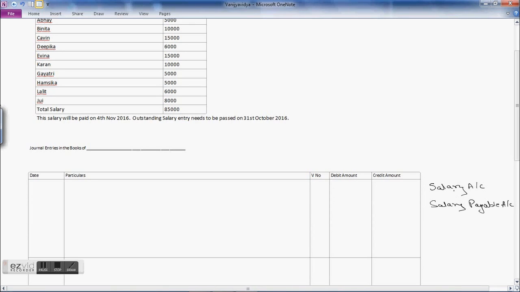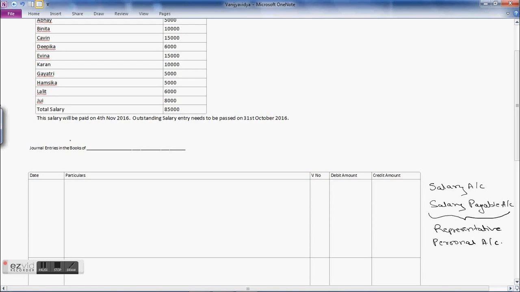Okay, salary account, as we know, it's a nominal account. Now salary payable account is a representative personal account. That is, it's related to all these 10 employees, right? So by grouping all these 10 employees, we can make a salary payable account. The salary payable represents all these 10 employees. So it's a representative personal account.